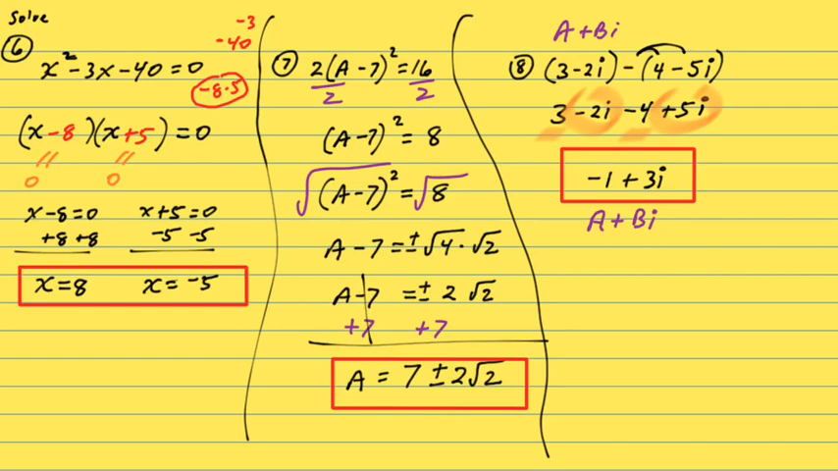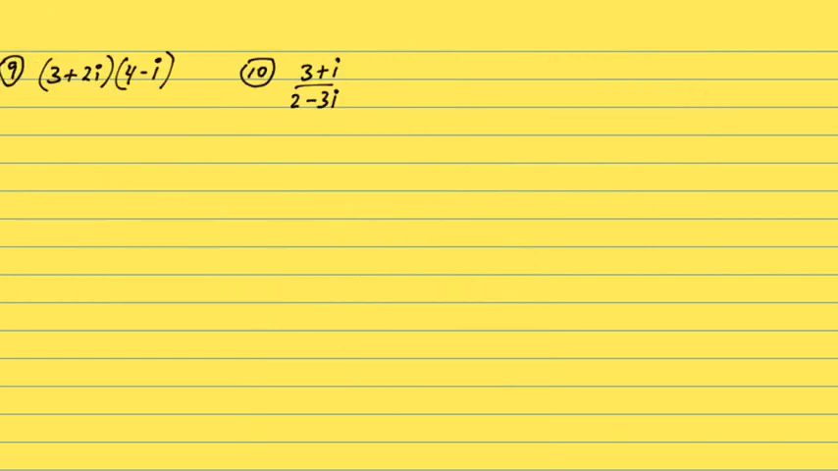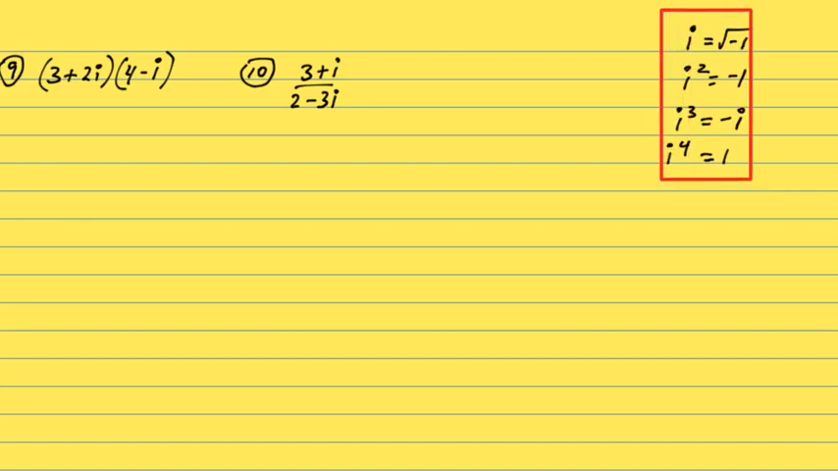Now, to do imaginaries or complex numbers, it helps to know your powers of i. So I'm going to write them down if you're interested. i is the square root of negative 1. i squared is negative 1. i to the third would give me negative i, and i to the fourth is a positive 1. After that, they start repeating, but it is handy to know these values.